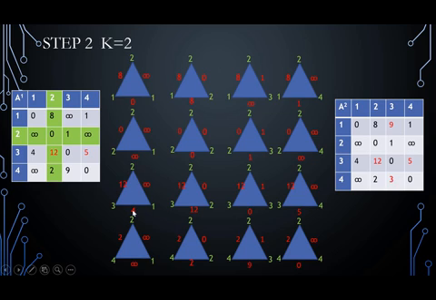12 plus infinity compared with 4 remains 4. 12 plus 0 compared with 12 remains 12. 12 plus 1 compared with 0 remains 0. 12 plus infinity compared with 5 remains 5. 2 plus infinity compared with infinity remains infinity. 2 plus 0 compared with 2 remains 2. 2 plus 1 compared with 9. So 2 plus 1 is 3, obviously 3 is smaller than 9. Therefore I update it with 3. 2 plus infinity compared with 0 remains 0. So this is how you get the matrix A2.